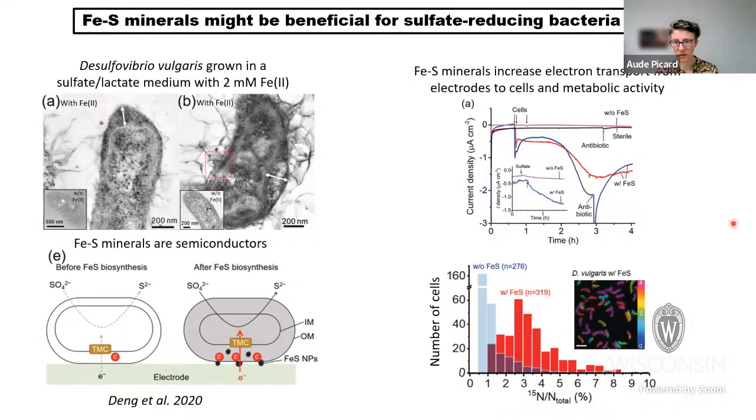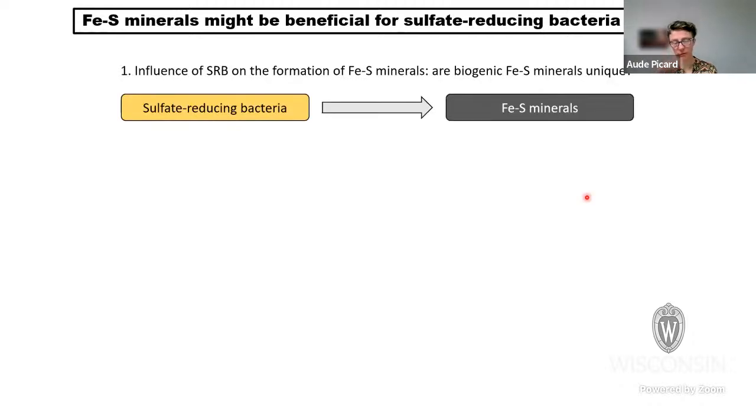So starting from here, I have the work organized in 3 sections with 3 questions. Basically, you have this arrow going in one direction, and then the arrow will go in the other direction. The first question is to understand if the biogenic iron sulfide minerals are unique, in a sense that, do we have an influence of sulfur reducers on the physical property or composition of the iron sulfide minerals, and this is relevant when we look into biosignature in iron sulfide minerals.